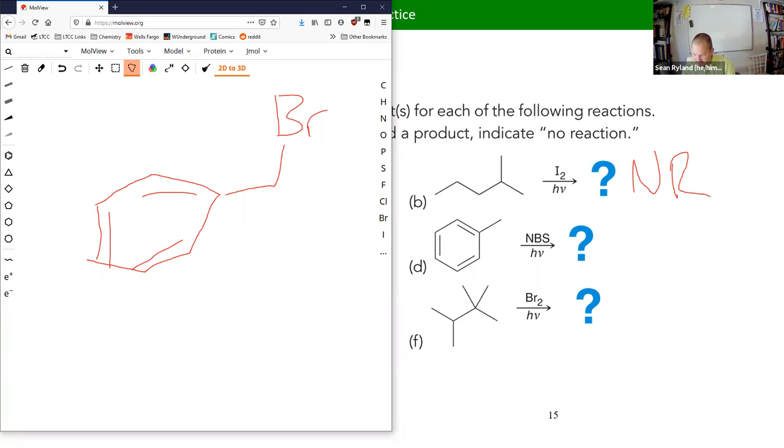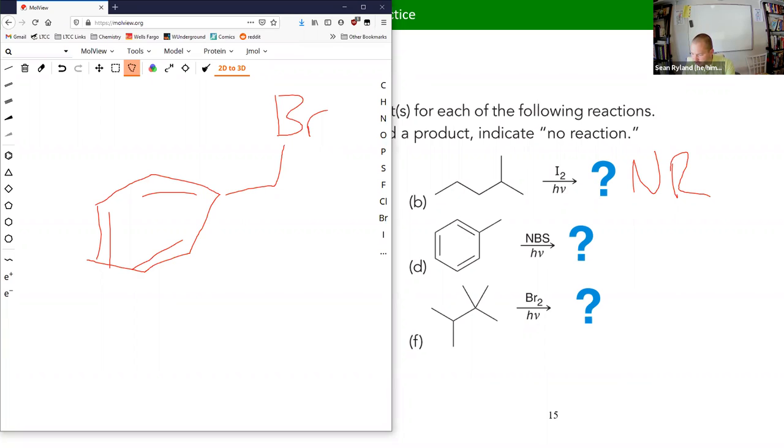Then last but not least, if it's an alkane, that's our simple case. Find your most stable intermediate, put the bromine there. Casey? Sean, I was going to ask, how come we can't do a resonance form and put the bromine on the ring itself? So you can draw the resonance structures, and the resonance structures are going to look like what we would expect.